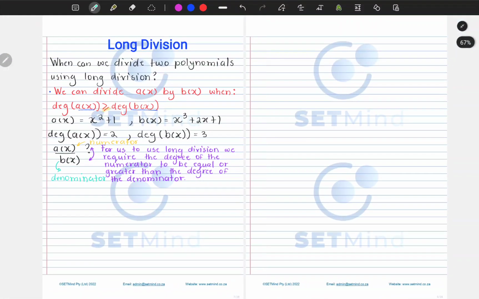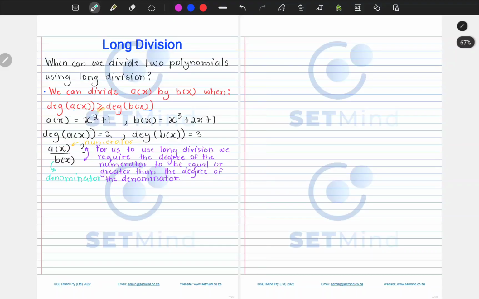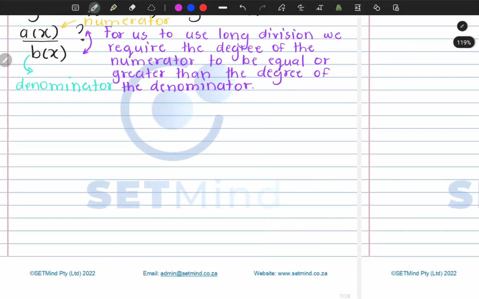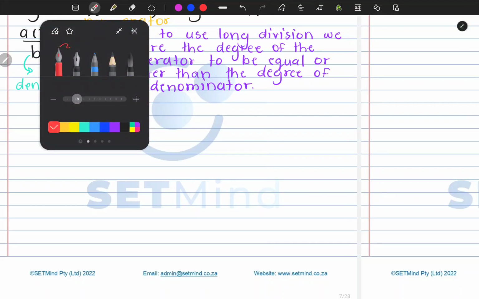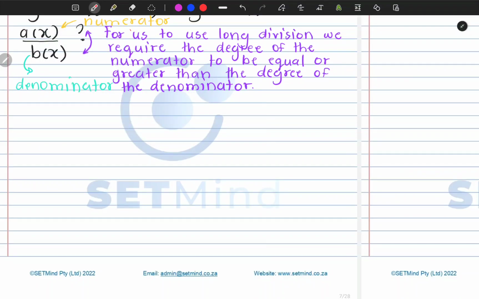In order for us to understand long division, let's have a look at an example where we do long division and see how we end up getting to the answer. So this example, I'll call it example 2, because previously I worked on an example I called example 1. So this will be example 2.